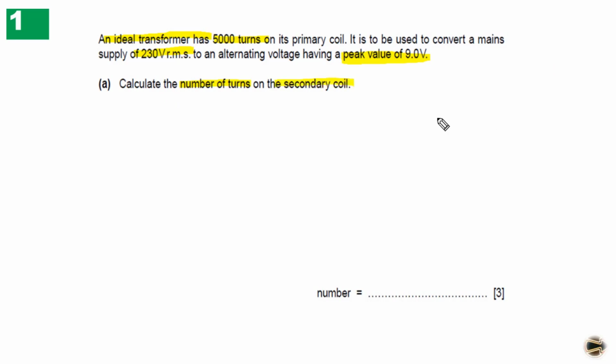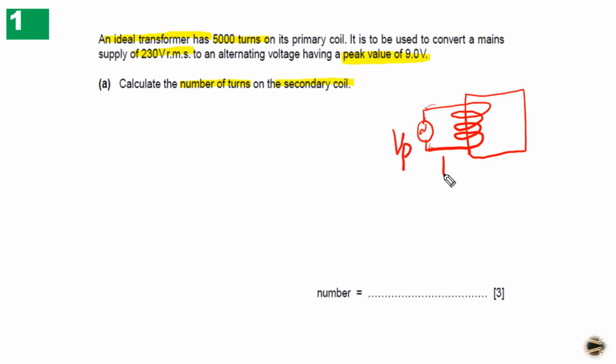Now, how can we answer this? Let's try to understand a little bit about the transformer first of all, and then try to answer this. This is our iron core, and let's say here is the primary coil. So here is the primary power source, and we can say its voltage is VP, and the number of turns on this one we can say NP. Here is our secondary coil, and let's say this is the output. We can say the output will be VS and this will be NS, the number of turns on the secondary coil.